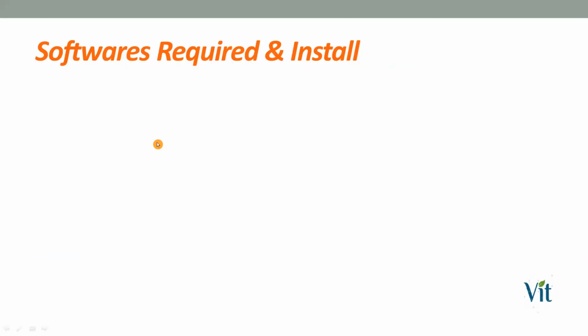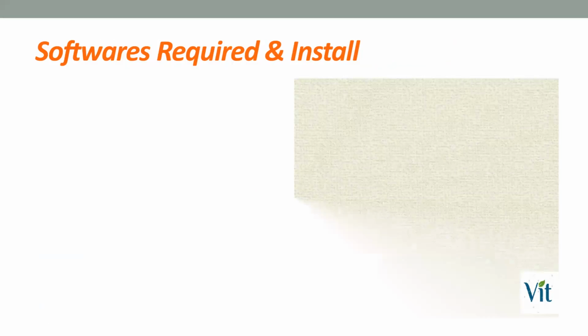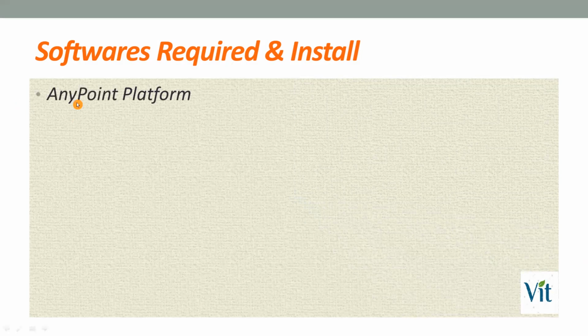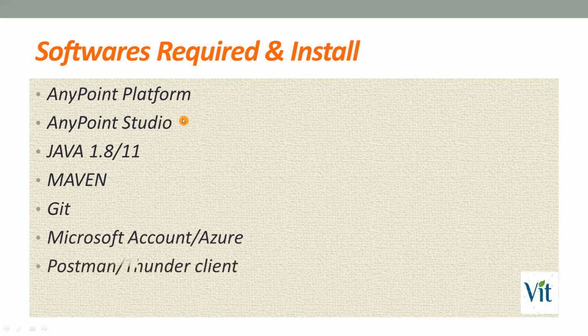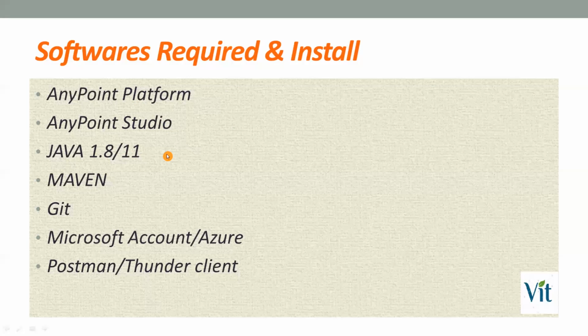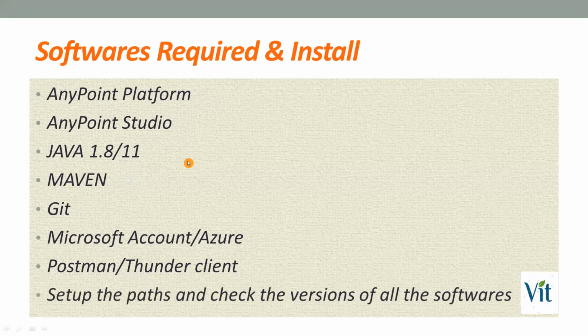In order to complete this exercise, these are the software required. The first one is Anypoint Platform. You have to create one account here, and download Anypoint Studio and keep it ready. Then you have to install Java 1.8 or 11 on your local machine. Then Maven you have to install. Then Git, a version control software, you have to install.